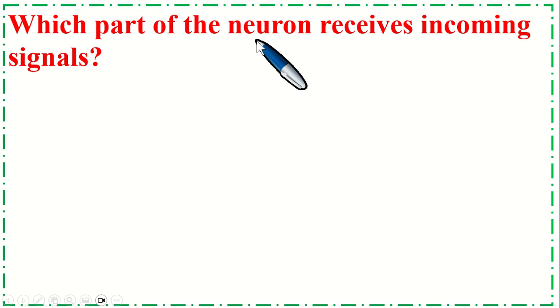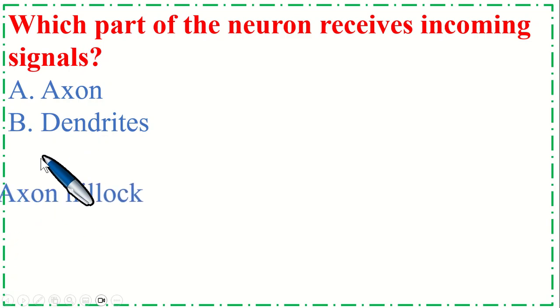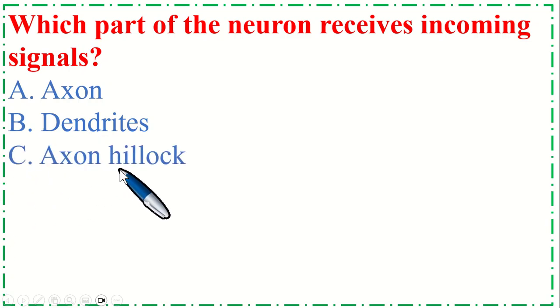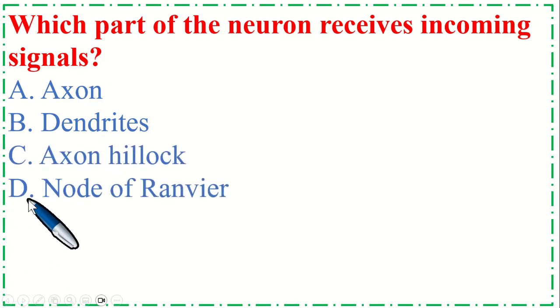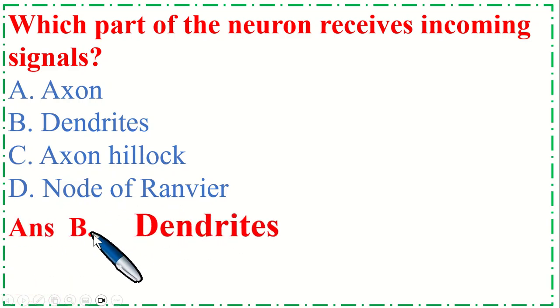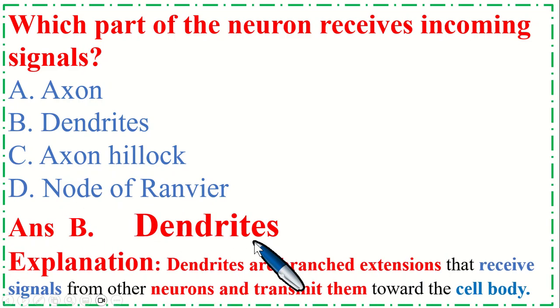Which part of the neuron receives incoming signals? Option A axon, B dendrites, C axon hillock, and option D node of Ranvier. So the correct option is B dendrites. Dendrites are branched extensions that receive signals from other neurons and transmit them toward the cell body.